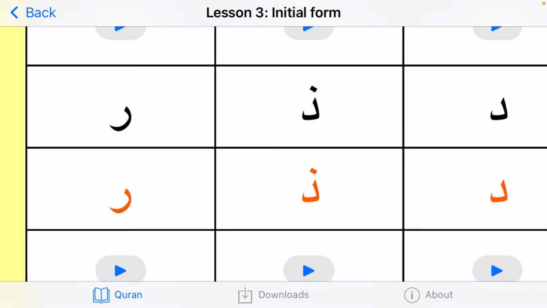Like for example, after a ra, you're supposed to have an alif. Between the ra and the alif, there's going to be no connection. The ra is going to be written separately from the alif. I hope that makes sense.